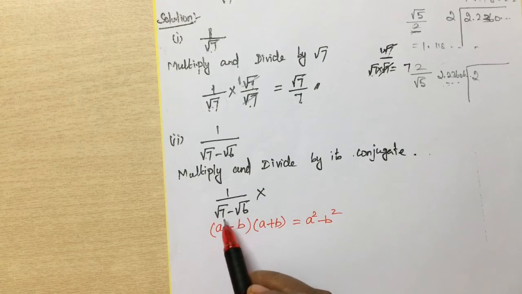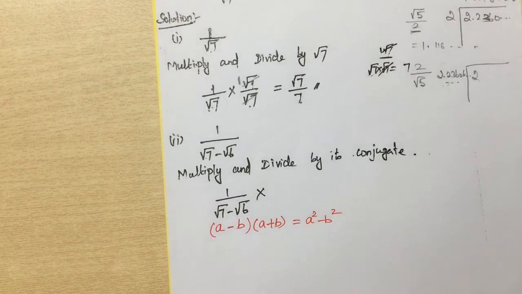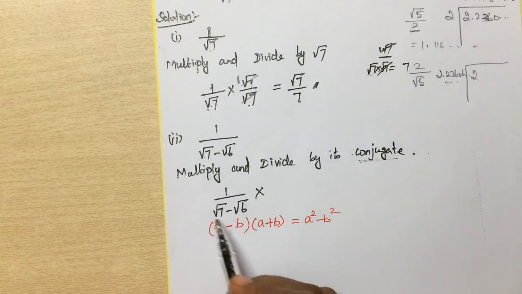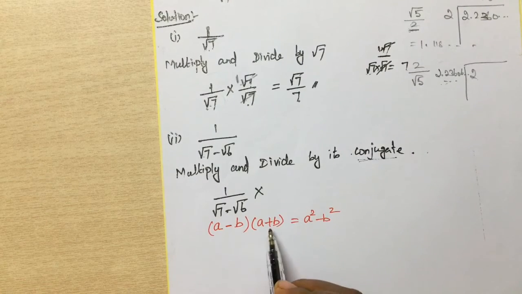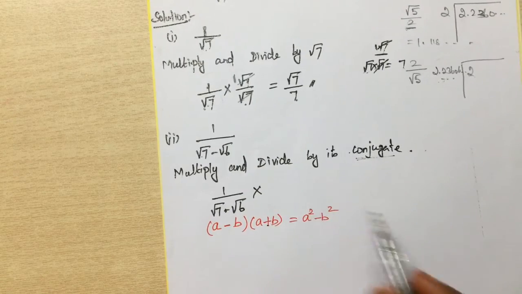So when you square it, the radical sign will be removed. So now here, what is this? This is called the conjugate. Conjugate is nothing but the same numerals with the opposite sign. So if it is minus here, the conjugate is plus. If it is plus here, the conjugate will be minus.